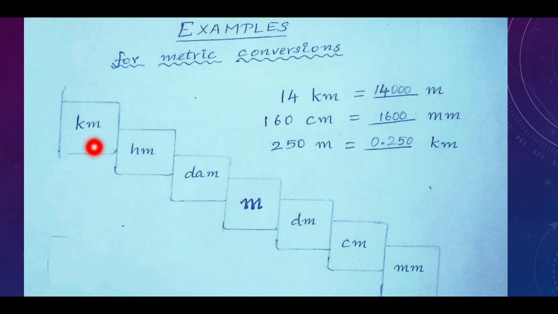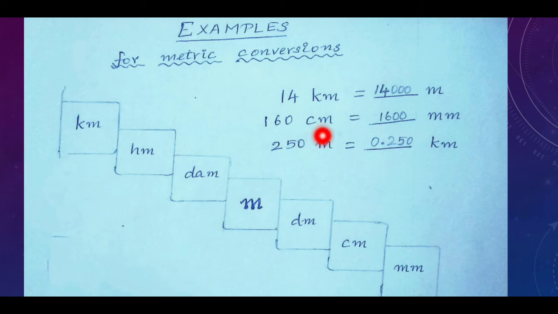write 14 just below km. Then you have to stop with m. Fill all other boxes with zeros. 0 in HM box, 0 in DAM, 0 in M. Now, write the number. What did you get? 14,000. So, 14,000 meter. Okay. Is it clear? I hope it is easy.